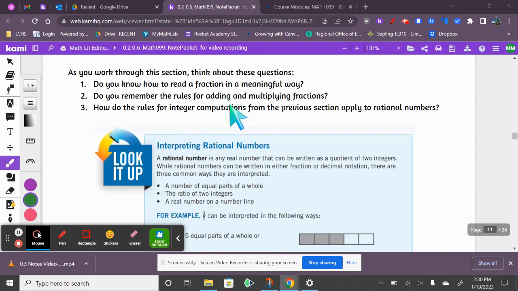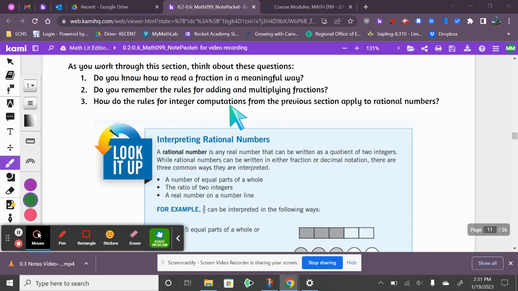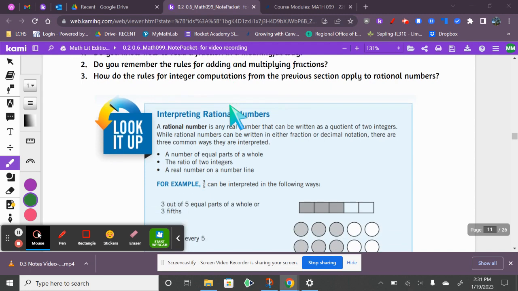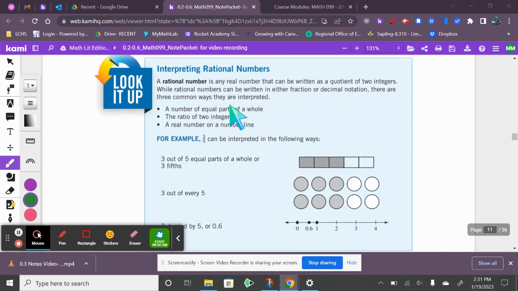So as you work through this section, think about the following questions. Do you know how to read a fraction in a meaningful way? Do you remember the rules for adding and multiplying fractions? And how do the rules for integer computations from the previous section apply to rational numbers?